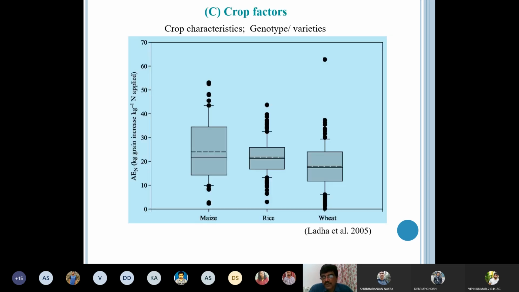And now we go to crop factors. In crop factors, individual crops will have different nutrient use efficiency. And also within a crop, you have varieties or cultivars or genotypes. They may vary with the nutrient use efficiency. Some may be nutrient use efficient, some may not be. So here it is shown that in this example, maize is more nutrient use efficient than rice and wheat. Rice is better than wheat. So the crop nutrient use efficiency varies from crop to crop.